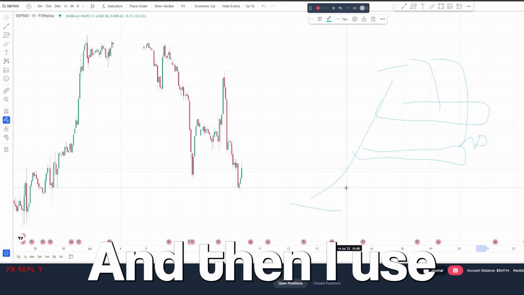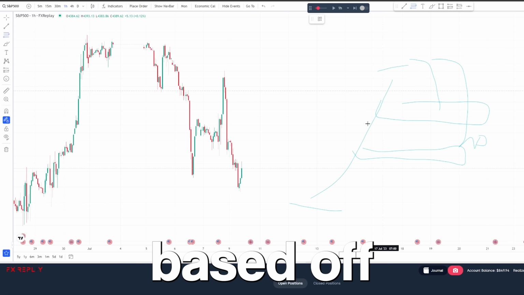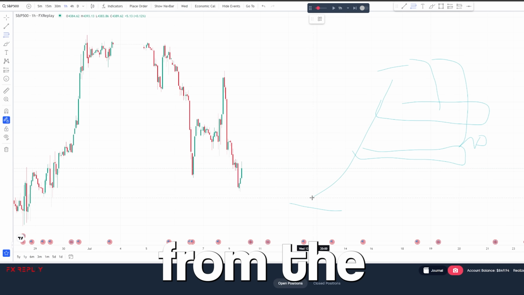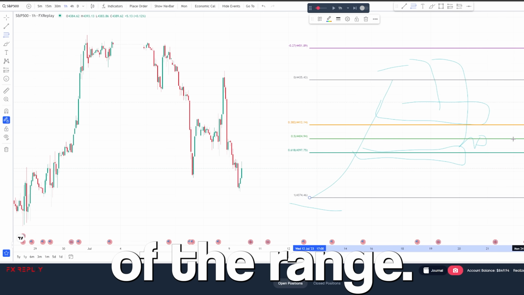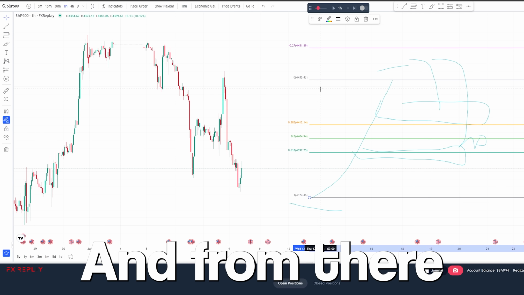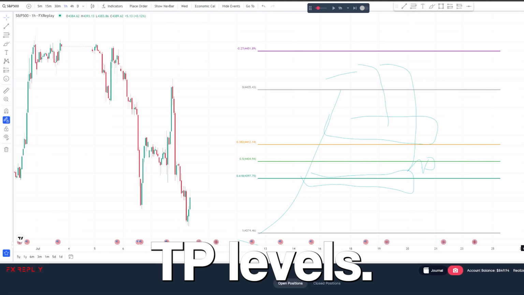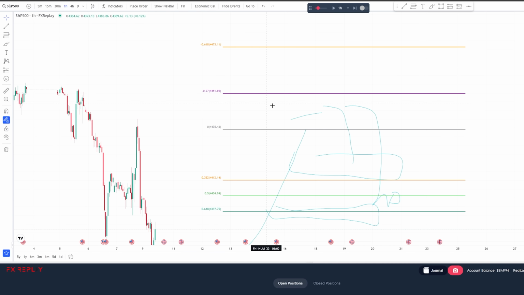And then I use my Fibonacci. Based off my Fibonacci, I draw it from the beginning of the range to the end of the range. And from there, I use 3 TP levels. The very first TP level would be the most recent high, which would be the 0 point, which is the end of the range.